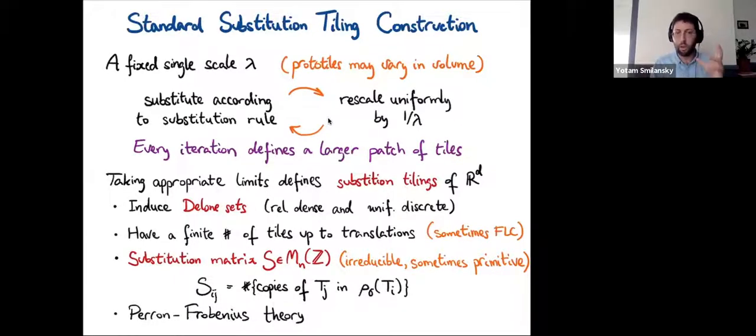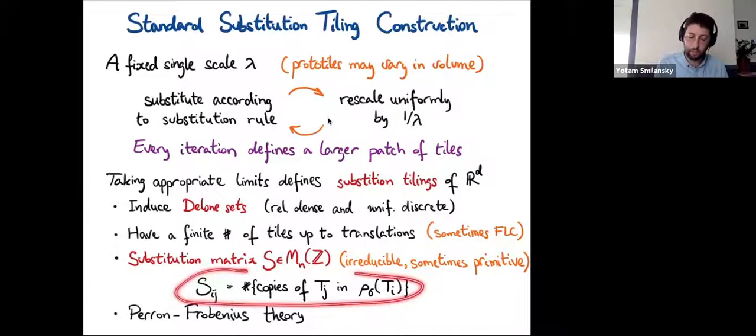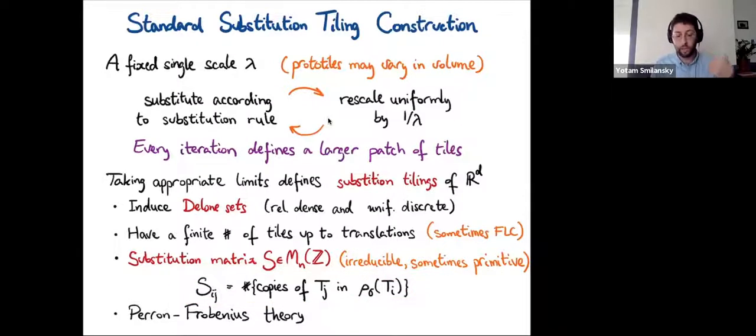And you can control a lot of the construction and the information about those tilings using what is called a substitution matrix, which tells you how many tiles of each type appear in the substitution rule of each one of the prototiles. So this is an integer-valued matrix, and using the Perron-Frobenius theory, you can know a lot about the dynamics and about the statistics of these kinds of constructions. So let's get to Penrose.